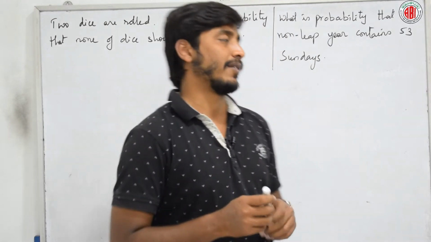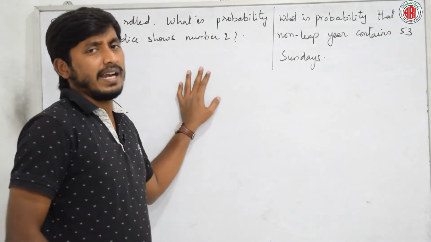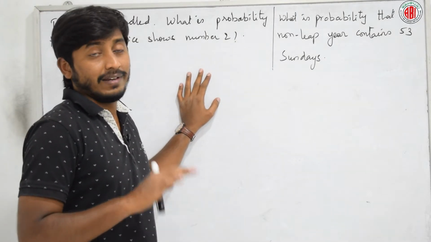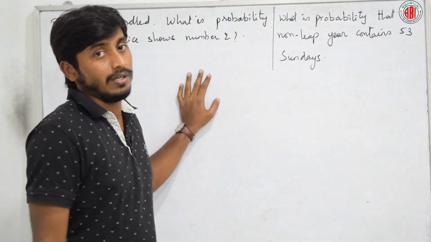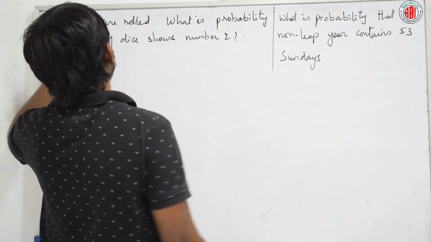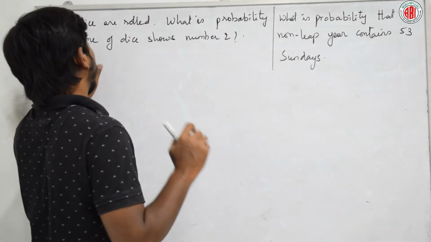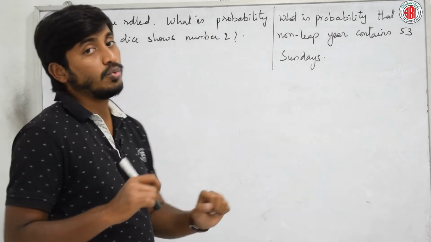Okay, now see here. The question is given as: two dice are rolled. Let us start directly from our 12th class level. Let us not go and revise all those 9th or 10th class things. Fine. See here. Two dice are rolled. I am directly going to two dice. What is the probability that none of the dice shows a number 2?